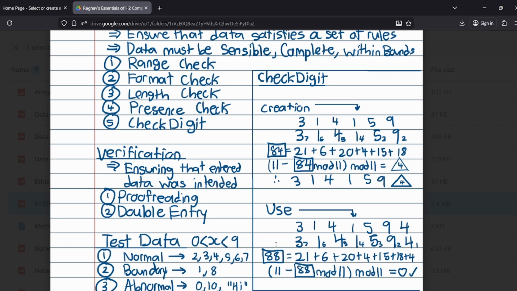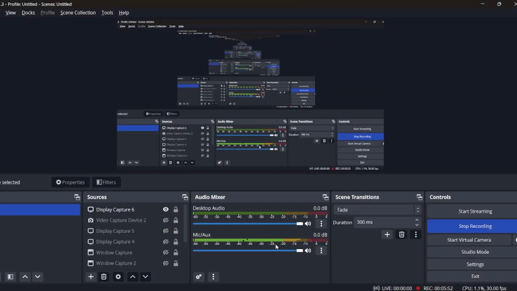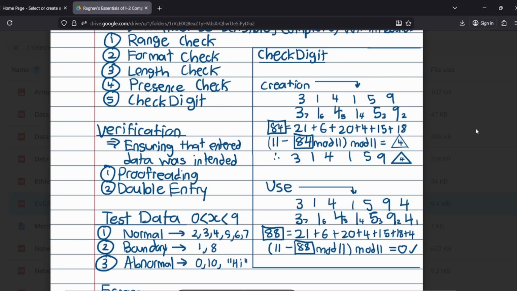Sure. So verification. Verification is ensuring that the entered data was entered in the same way it was intended to be entered. This is just making sure you enter it right. So there are two ways of doing this. Proofreading, which is open your eyes big, and also double entry. Double entry is commonly used in password checkers, where they ask you, enter your password, re-enter your password, and if they mismatch, they warn you.